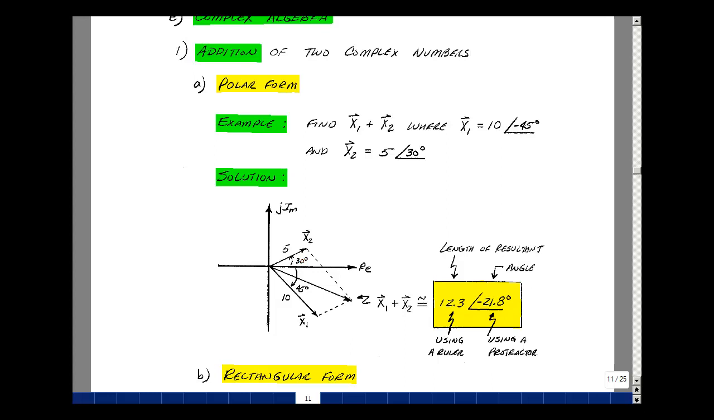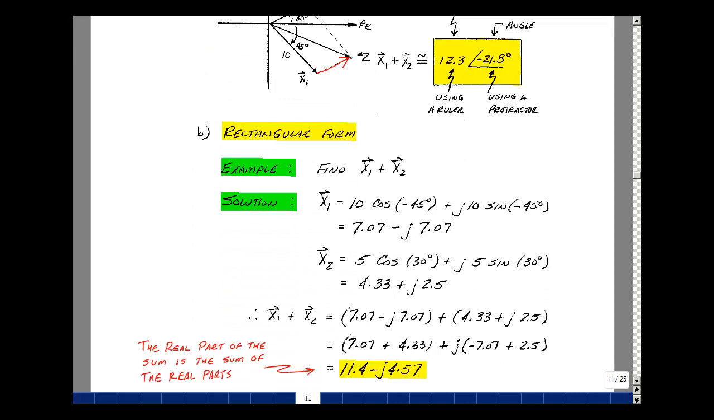You may recall from geometry, the way to add two vectors is to slide this one over to here, and then add those two together by finding their resultant. That would be this longer one right here. I did my best to measure this. This is about 12.3 using a ruler, and then I measured this angle in here, and that was a negative 21.8 degrees. As best as I could read it with a protractor. That's one way that you can add two complex numbers.